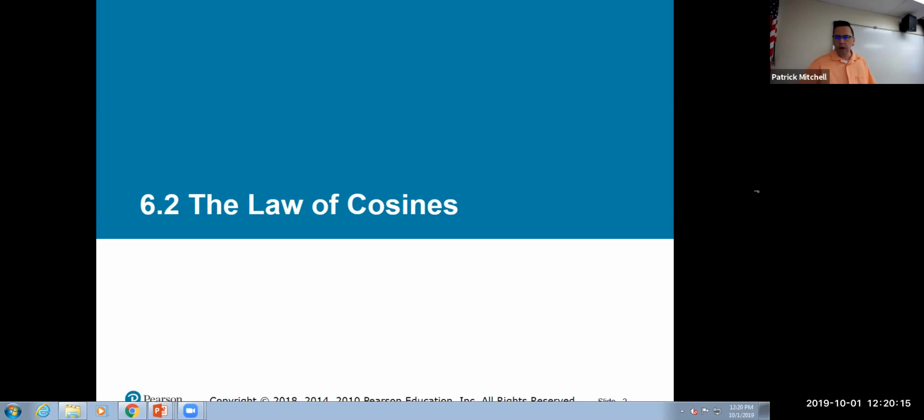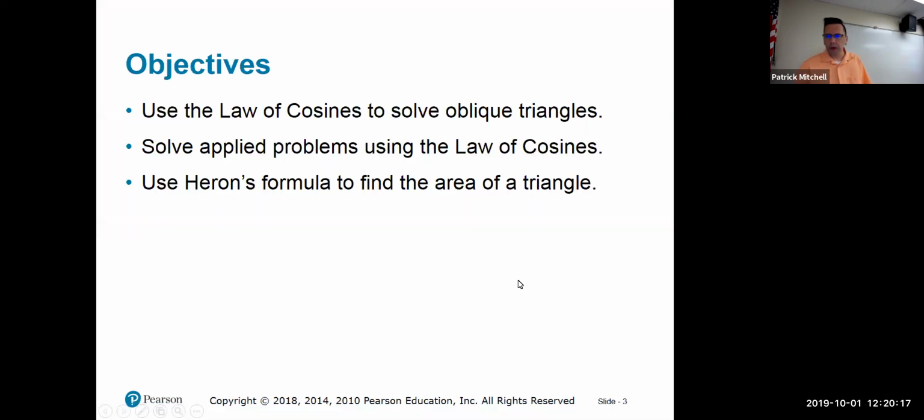So we're going to use the law of cosines to solve oblique triangles. We're going to do an application problem or two. And then it turns out that law of cosines has its own version of the area formula for a triangle that comes from the law of cosines.